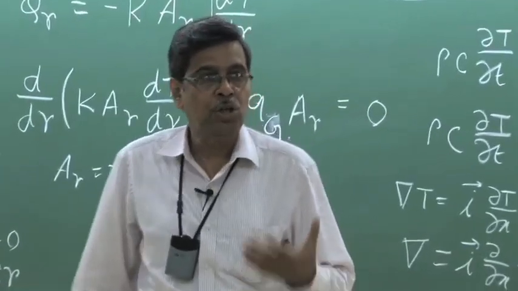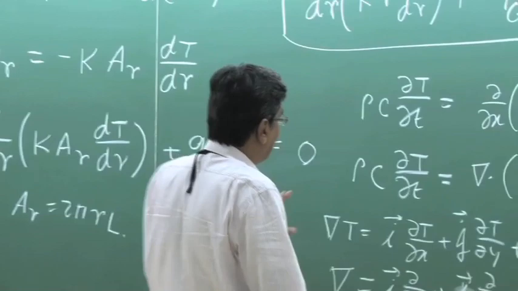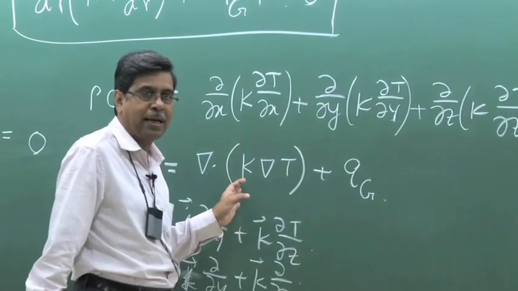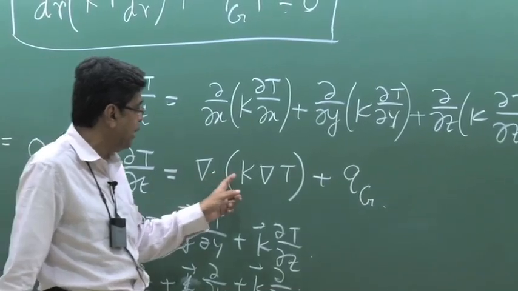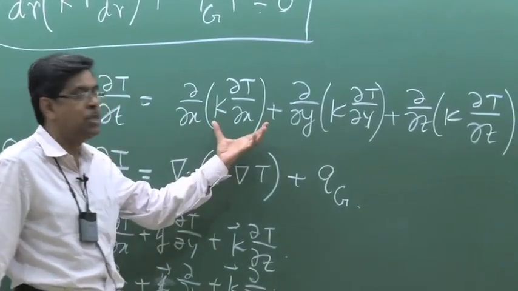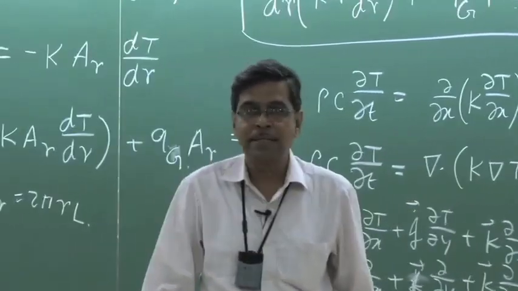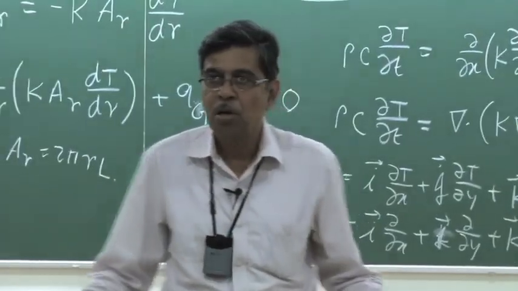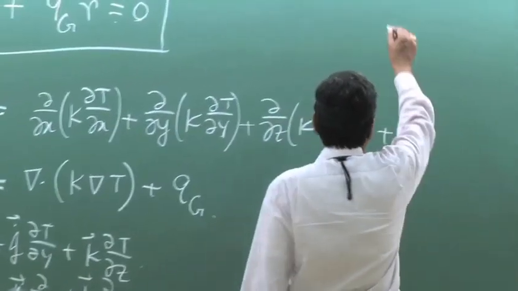So if you convert this, then your job will be only to expand this term in different coordinate systems, not only cylindrical, even in spherical polar coordinate system. What is the expression of divergence of k grad T? Because this is only the spatial derivative, which changes with respect to the coordinate system. That's all.